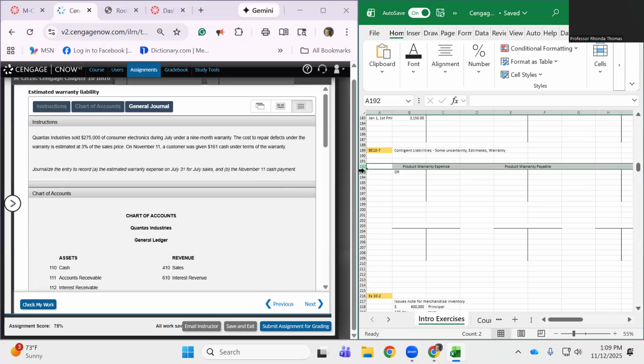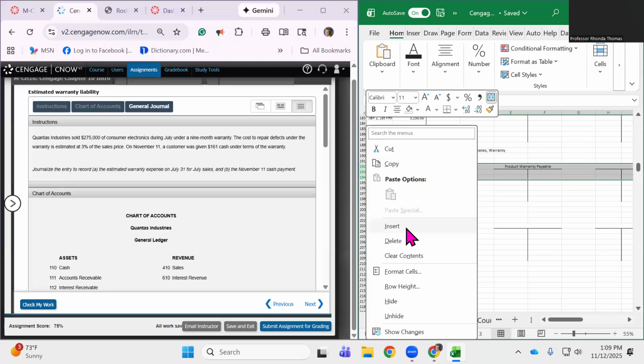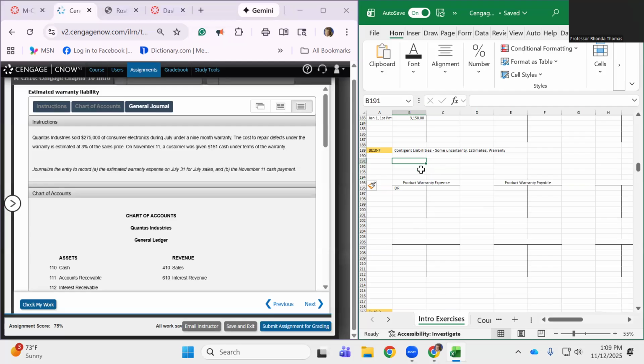All right, so let's put in a couple figures here before we start putting journal entries in. We've got to come up with an amount. So how much did they sell? Let's put our sales volume. Sales volume is 275,000. You need to know that if that's how they calculate their warranties, which makes good sense. All right, I'm going to turn that into a dollar value.